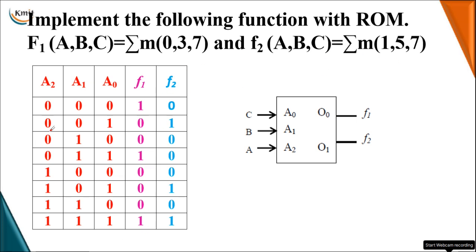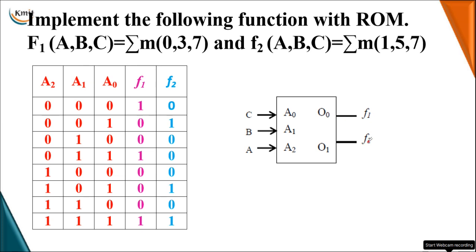F2 is the sum of minterms 1, 5, 7, so hence for minterm 1 it is given within your truth table as 1. So 101, so 5, minterm 5's functional value is 1, so we give your F2 functional value as 1. Remaining all will be zeros. So now here, the address inputs are transferred with your input functional variables A, B, C.